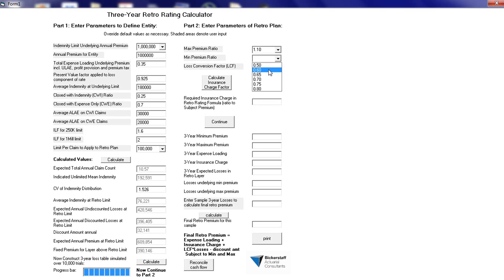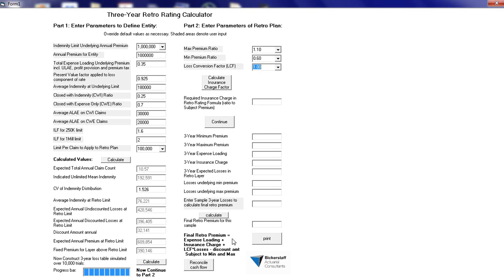Minimum premium, let's say he only wants to be obligated to pay 60% as a minimum. Now, in the formula itself, losses are adjusted by what we call a loss conversion factor, and for the time being, I'm going to use a 1.0. At this point, let's go down here and review the actual formula to determine what this retrospective premium is going to be after the selected time period, and in this case, it's 3 years.